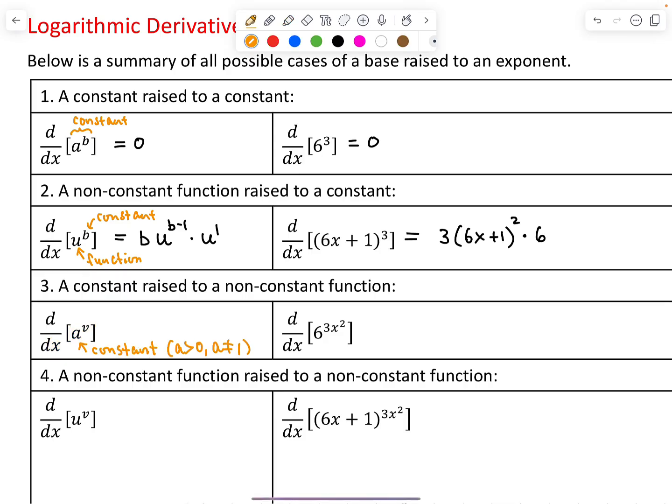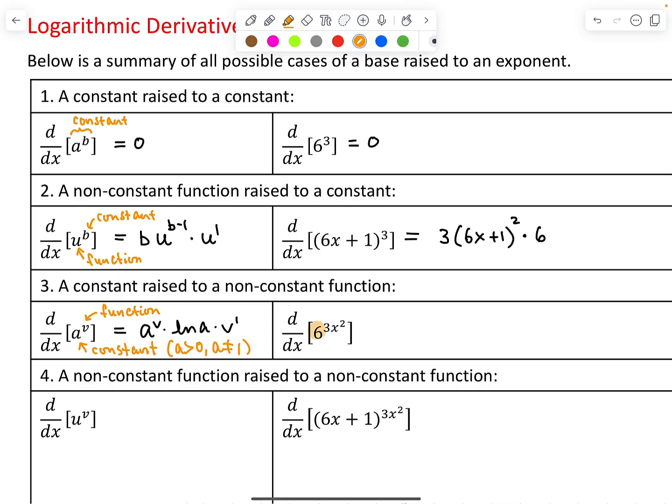Furthermore, we do want that base a to be more than 0, so positive, but not 1. So this was the generalized exponential rule that we covered in a previous lesson. We get itself times the natural log of the base times the derivative of that exponent. We do not use the generalized power rule in this case.